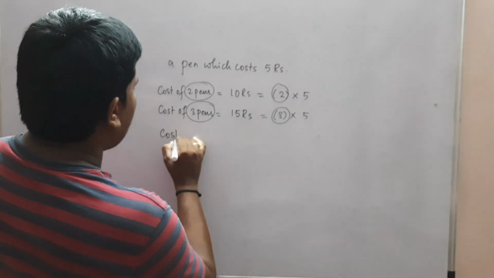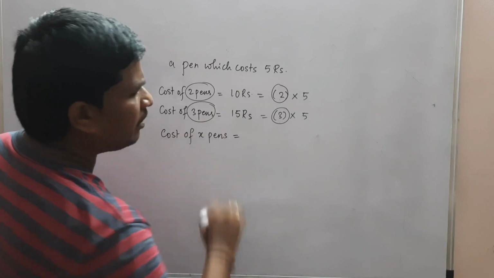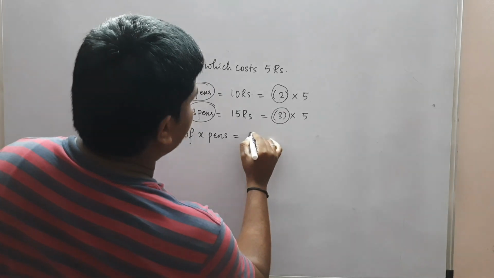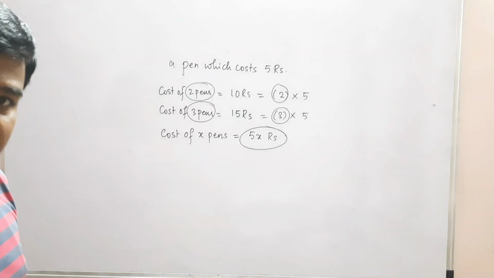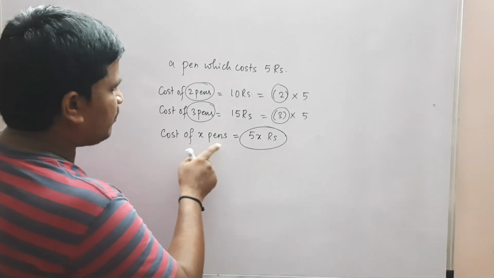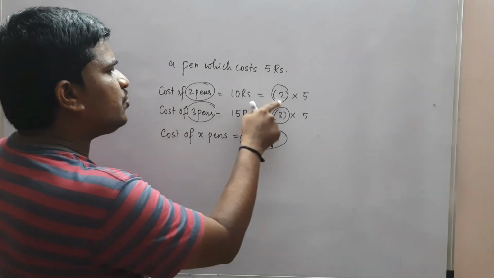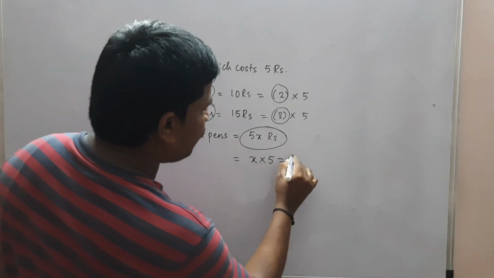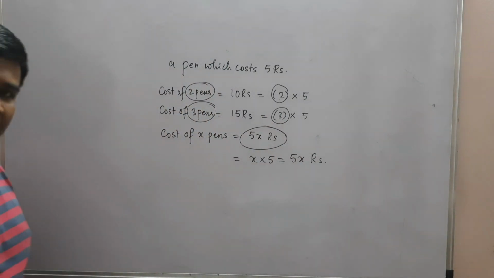In the same way, if I ask you what is the cost of x pens, what would be your answer? Obviously you will be telling 5x rupees, sir. How did you get 5x rupees? The same thing we have followed here. The cost of 3 pens is 3 into 5, the cost of 2 pens is 2 into 5. In the same way, the cost of x pens will become x into 5. That is how you got 5x rupees. Right. I hope you all are clear.